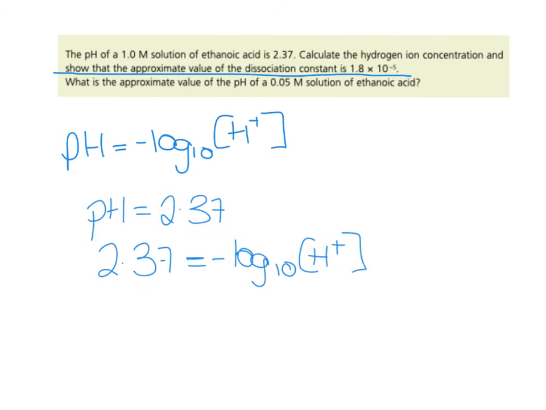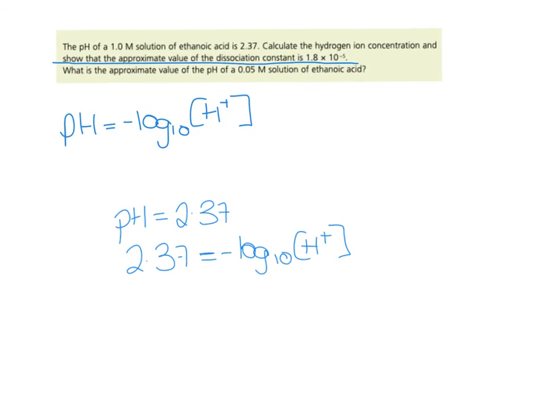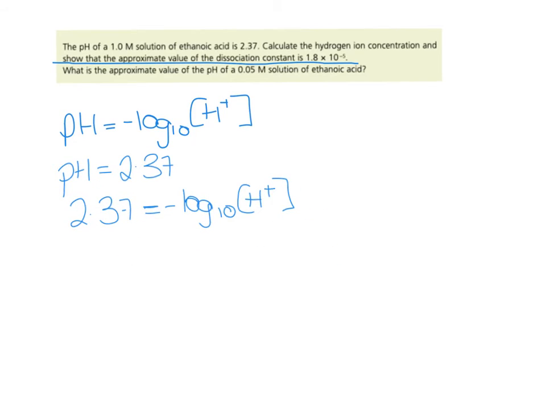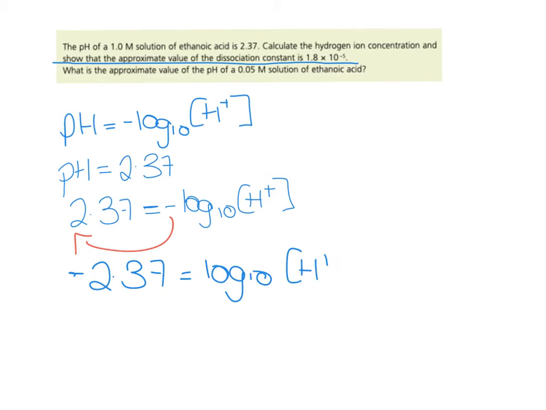Okay, so we're working backwards in this instance. To do this, there's a few steps that we have to do. The first thing I'm going to do is bring my minus sign across the equals. So my next line reads minus 2.37 is equal to log base 10 H plus ion concentration. The next thing we do is take the anti-log of both sides.